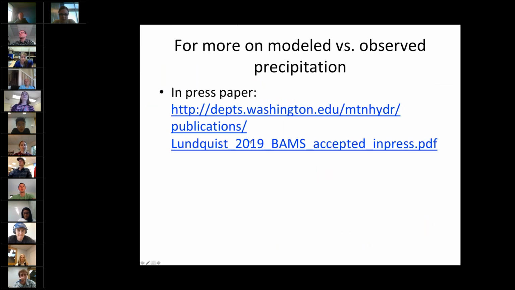Then if you just want a literature review of lots of literature that talks about whether or not you might want modeled versus observed precipitation, this has lots of literature in it. I stuck it in your folder. If you're curious, if you're not, it's not required reading, so you don't need to look at it.